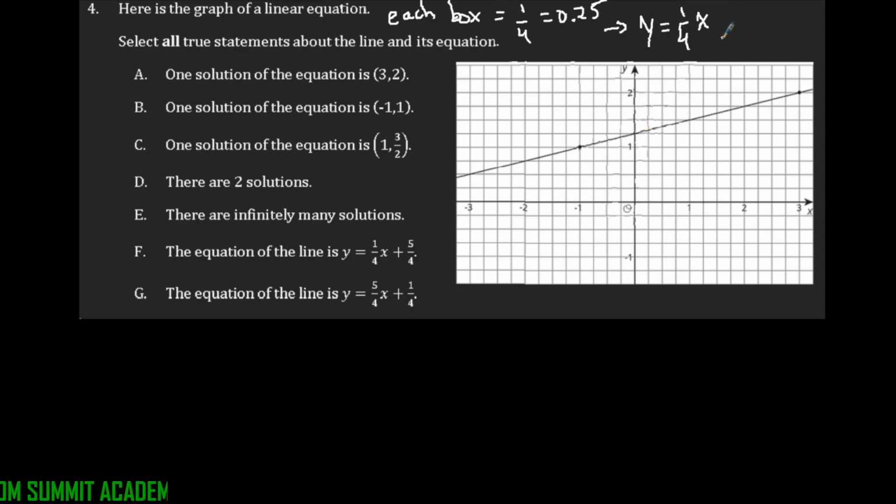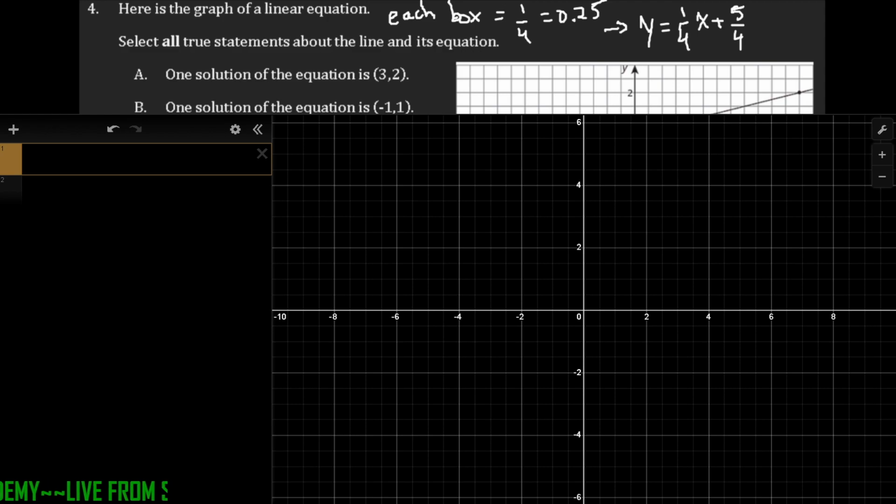So our y-intercept is going to be 5/4, which is the same as 1.25, which is why it's one box above 1. This is helpful because when I'm looking at these choices, I can use my Desmos calculator to make the exact same window. So let me show you what I'm talking about.